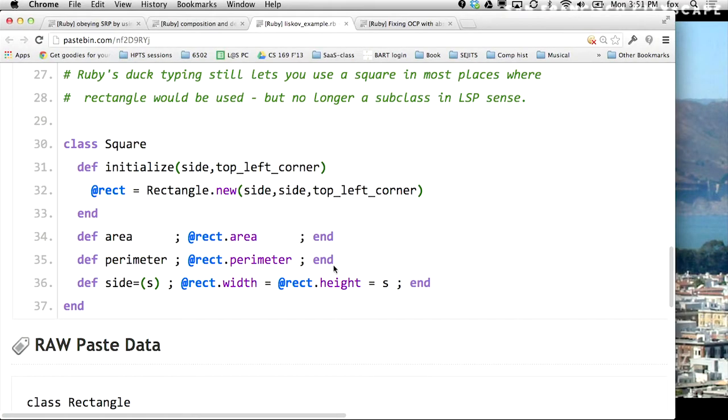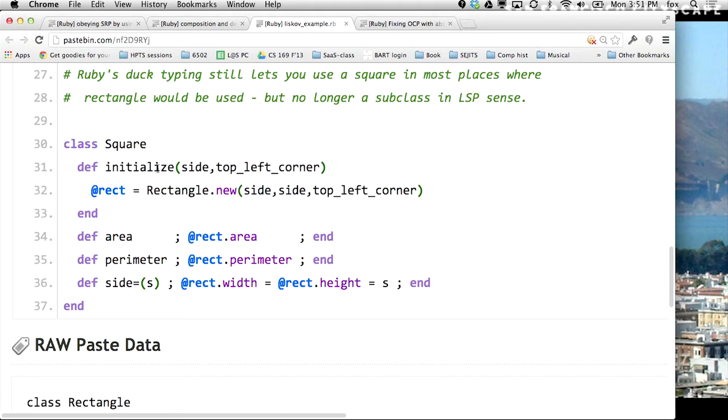So here's a way to do it that, again, uses this principle of don't rely so much on inheritance. Instead, use composition plus delegation. So this is probably the nicest example of how to do it. So what happens now? We still use our rectangle class as is.